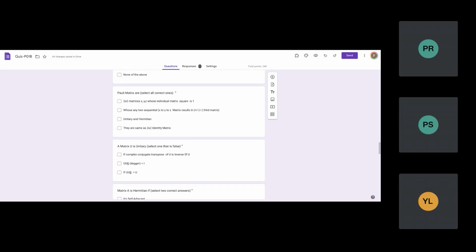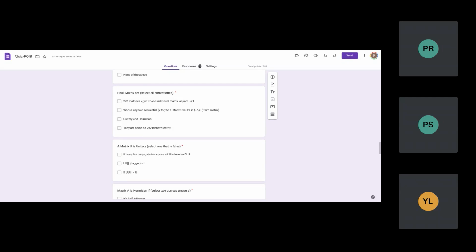Then unitary and Hermitian. All Pauli matrices are unitary and Hermitian. That's the correct definition. Hermitian is the complex conjugate transpose of the matrix. If it is self-adjoint, then it is Hermitian. That means if you have a matrix, whatever matrix, if you take a complex conjugate transpose and that happens to be the same, then in that case it's Hermitian.